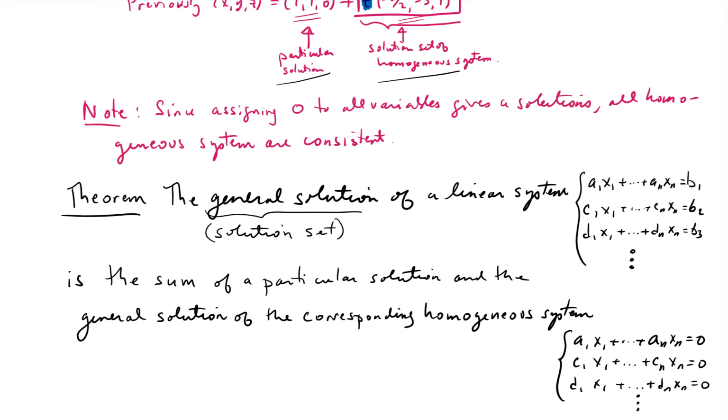So I wrote it down. The general solution, also called the solution set, of any linear system is the sum of a particular solution and the general solution of the corresponding homogeneous system. What's the corresponding homogeneous system? It's the one you get by replacing all the constants that are maybe non-zero by 0. That's the only difference.